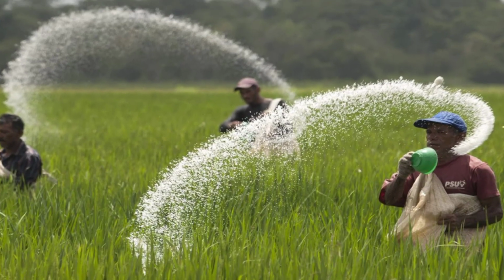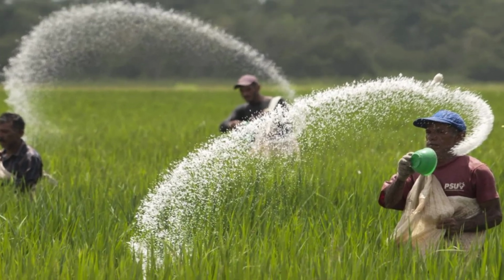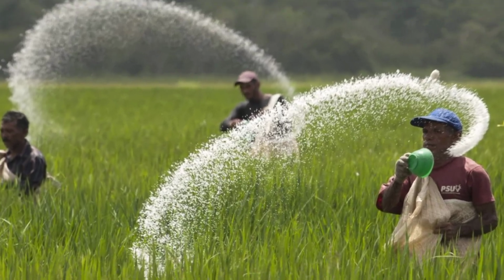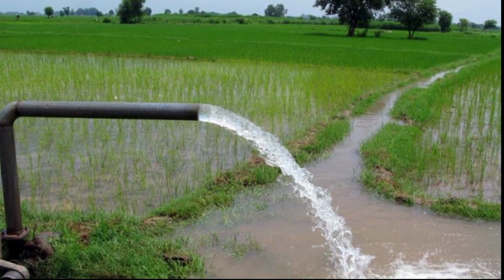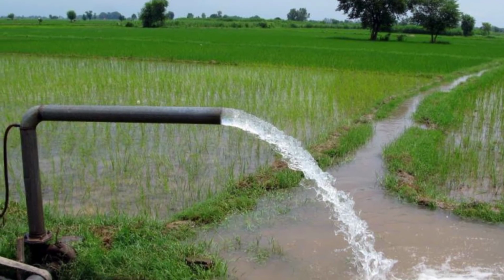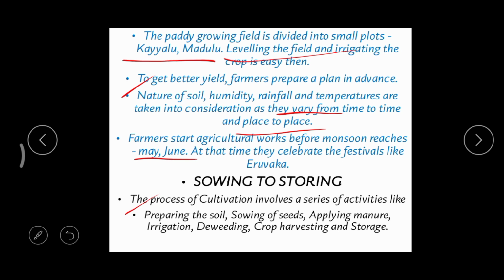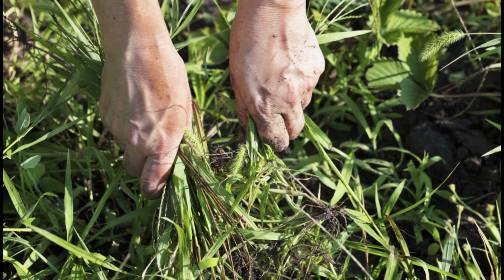Then applying manure, that means fertilizers like this. Have you seen the farmers supplying these fertilizers, right? Yeah, you can see this. And the next, irrigation, is also very important. Irrigation means supplying of water. Today we are using some advanced methods like drip irrigation and sprinkler irrigation, right? The next, de-weeding, means removal of weeds. Removing weeds is called de-weeding.